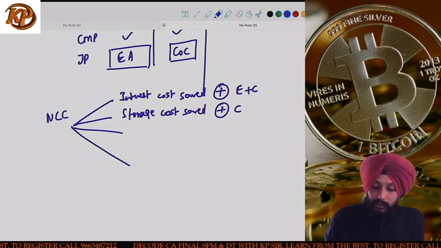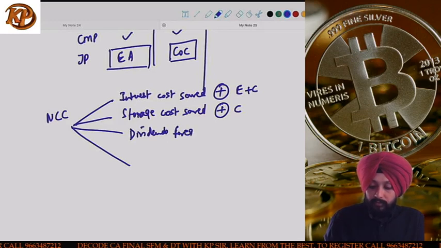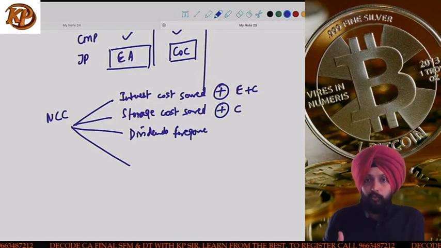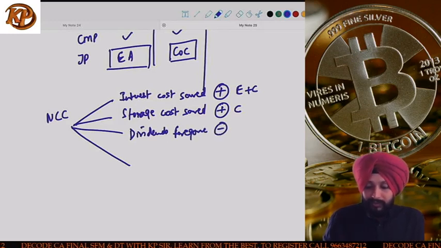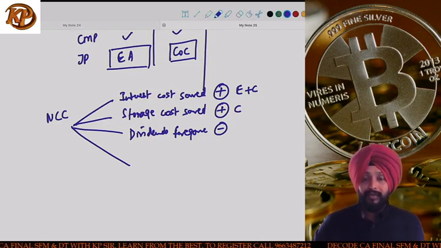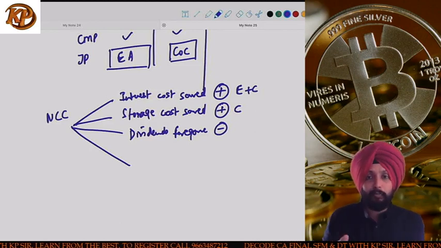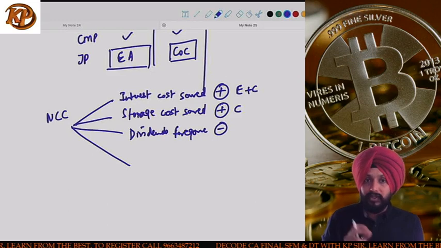Next is the dividends foregone. I hope you remember this. Dividends foregone is a negative thing. By dealing in futures, you never become the registered shareholder, and accordingly you will not be entitled to dividends that the company will pay. And if you buy the share in the cash market, then obviously you will be entitled to these dividends.